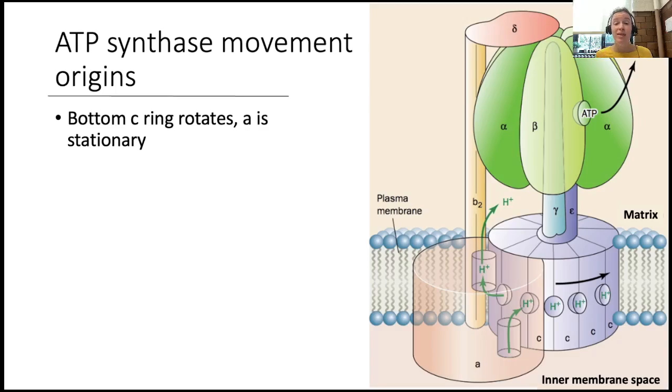So here we have a more in-depth cartoon, folks, where you can see that the C ring is rotating. The gamma subunit is also rotating. However, the A subunit is stationary within the membrane.